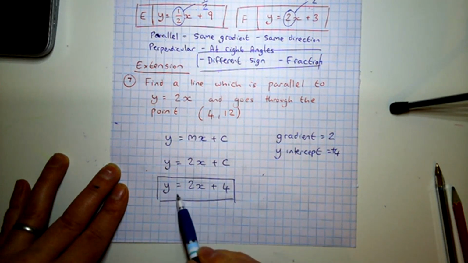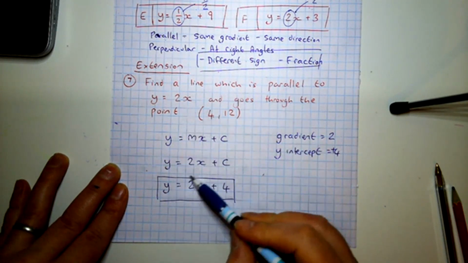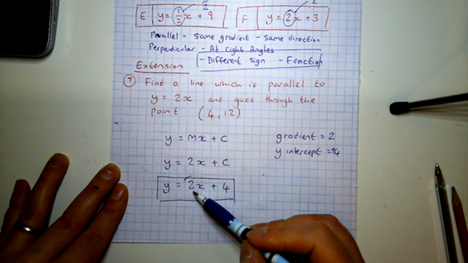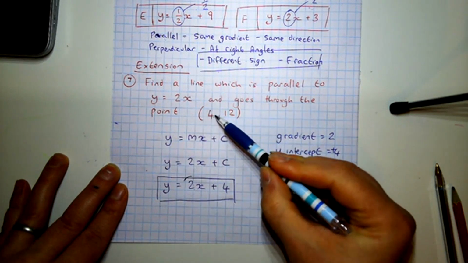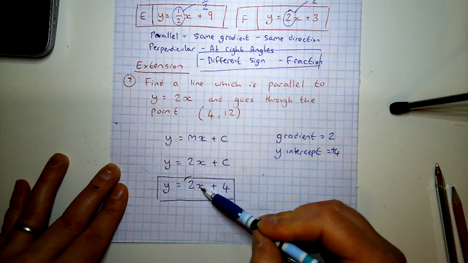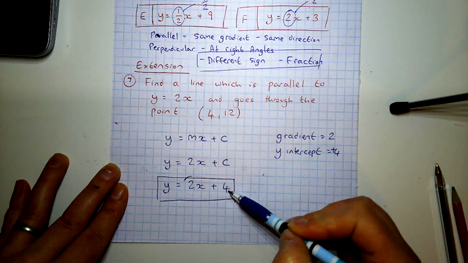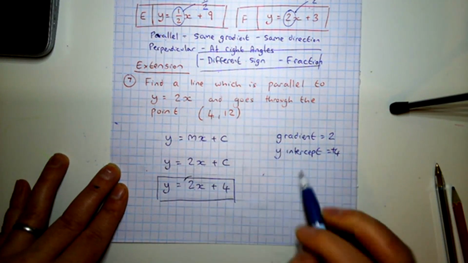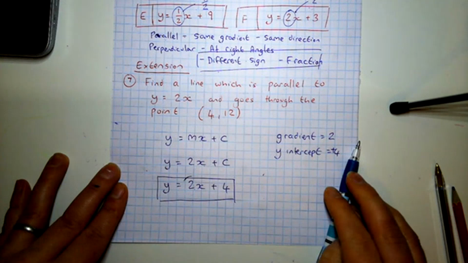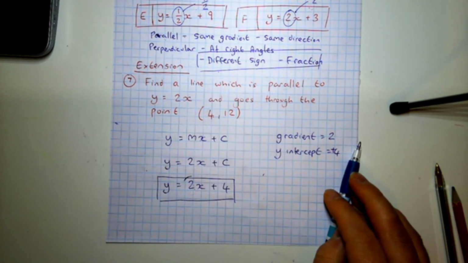So let's just double check. Parallel to y equals 2x, yes, it's got the same gradient. It goes through this point. So if we put 4 in, 2 4s are 8, plus 4 makes 12. Yes, so that's that one. So I've got the questions, and I will be in chat to help if you get stuck.